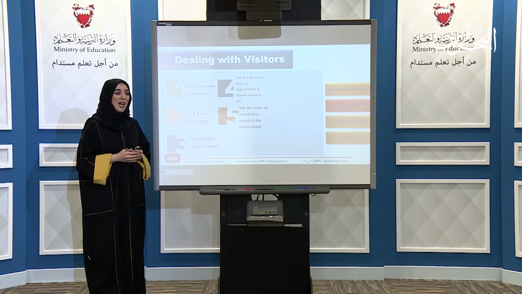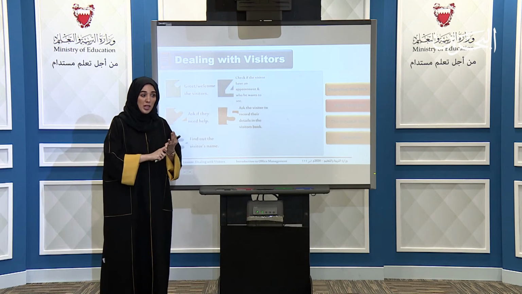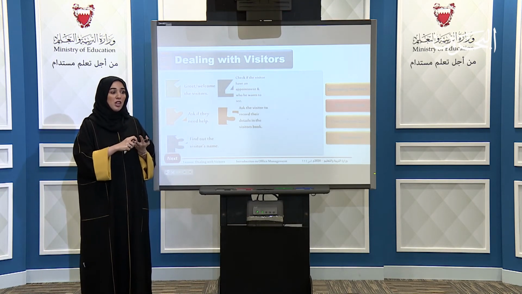Number 5, ask the visitor to record their details in the visitor's book. Whenever you go to any organization, the first thing that you do after they take your name and welcome you is that there's a book, a very big book, that you have to write your name, your CPR number, the time you arrive, and your telephone number. This is for security issues.